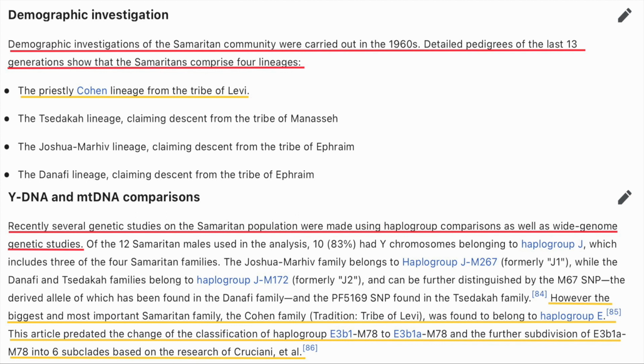This article predated the change of the classification of haplogroup E3B1-M78 to E3B1A-M78, and the further subdivision of E3B1A-M78 into 6 subclades based on the research of Cruciani et al.